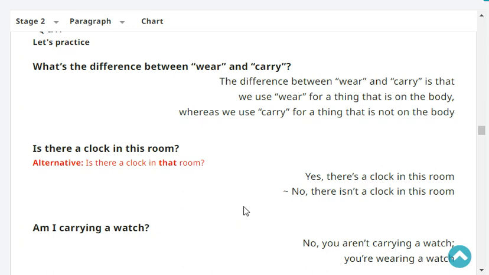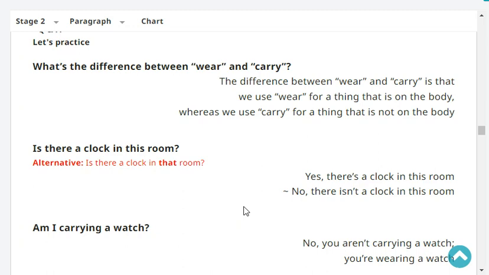Is there a clock in this room? Yes, there's a clock in this room. Very good.